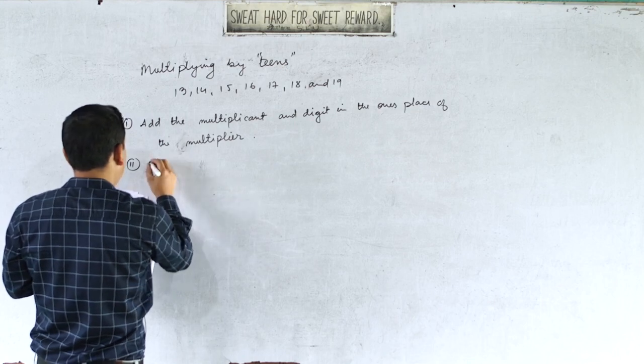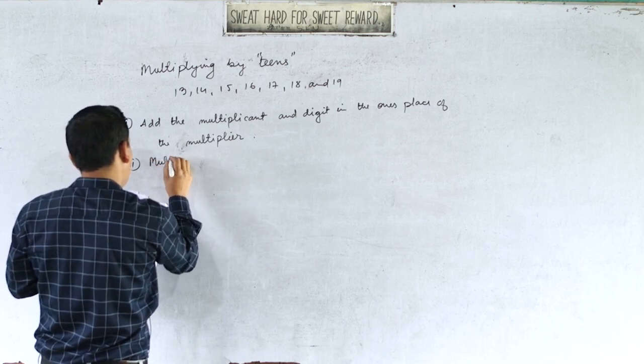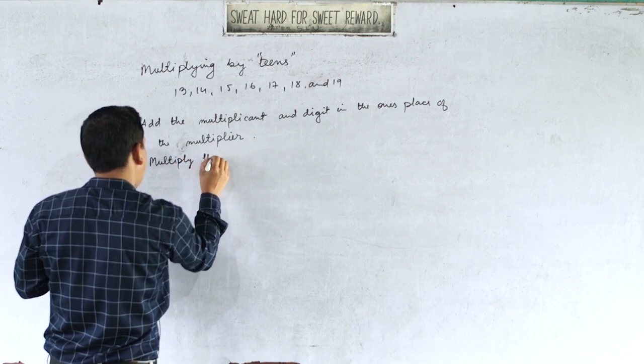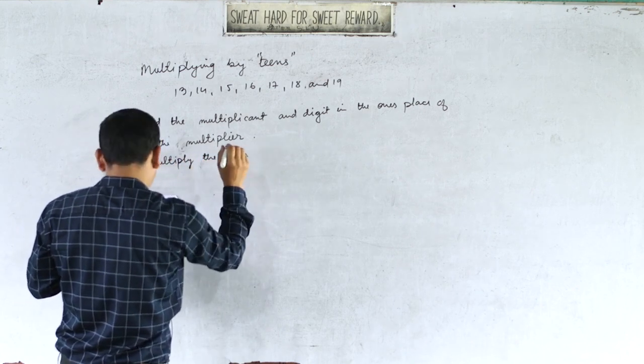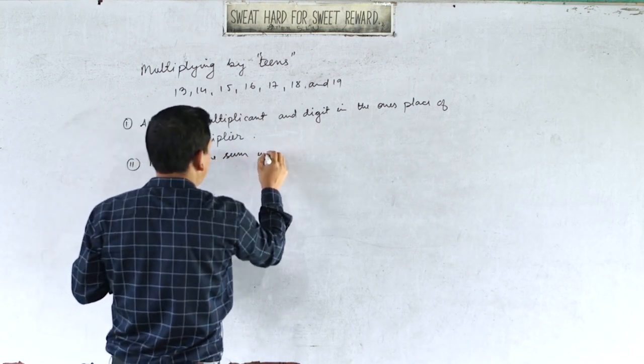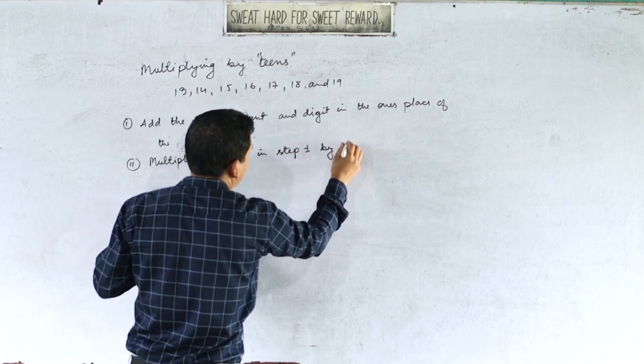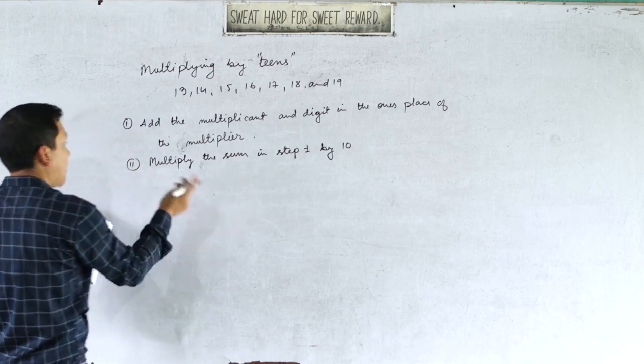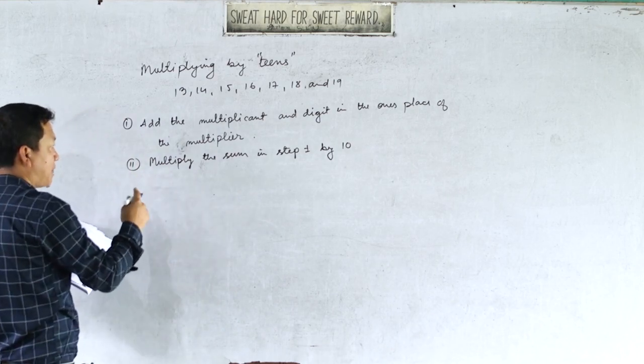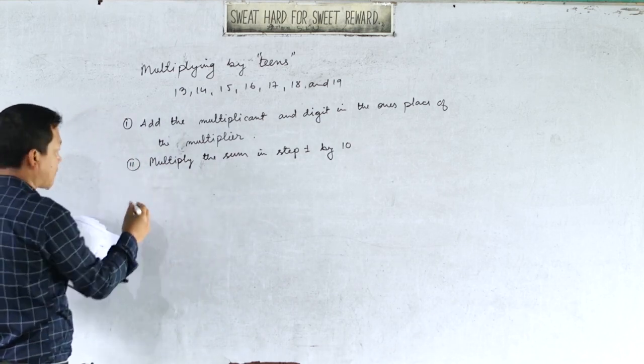Multiply the sum in step one. Multiply the sum. Multiply the sum in step one by 10. I will tell you a quick example. Okay, I will write the step first. Okay.